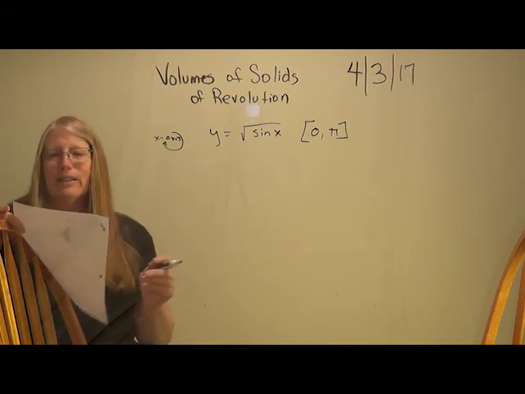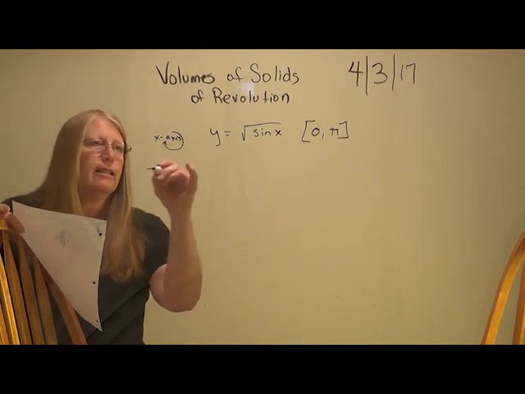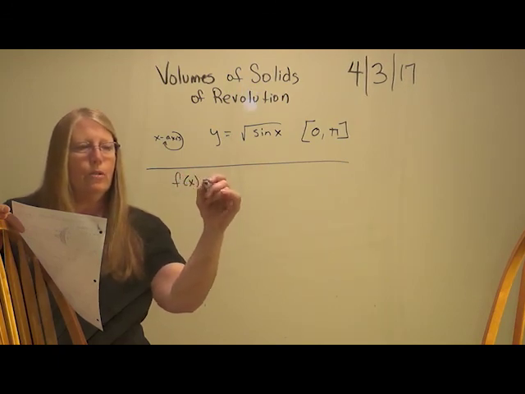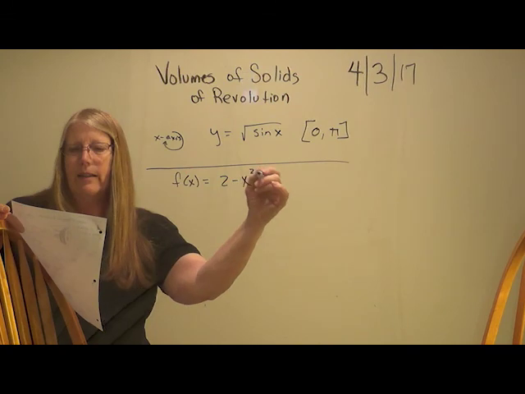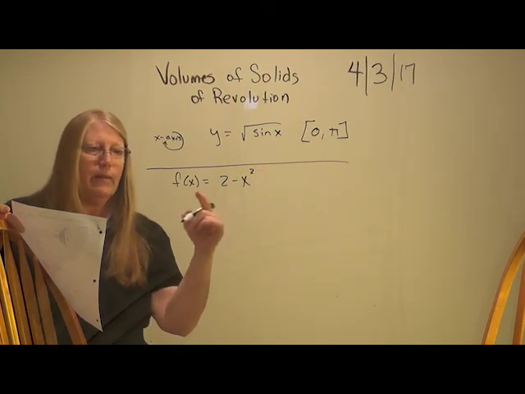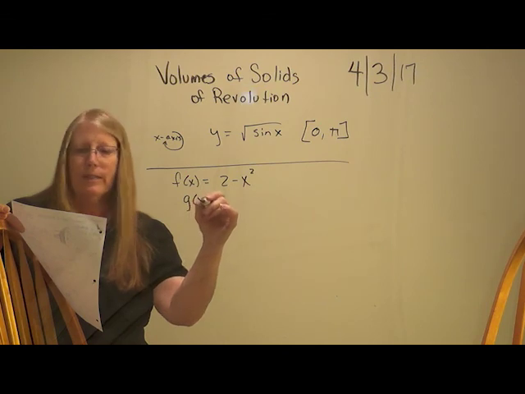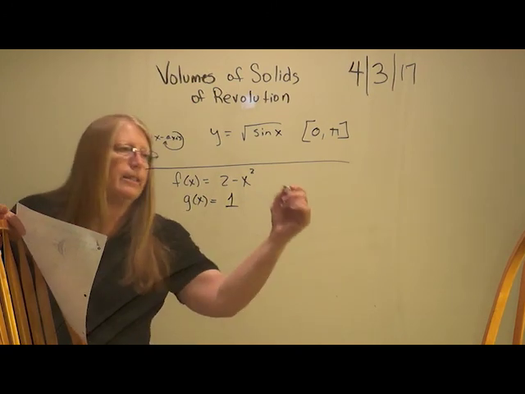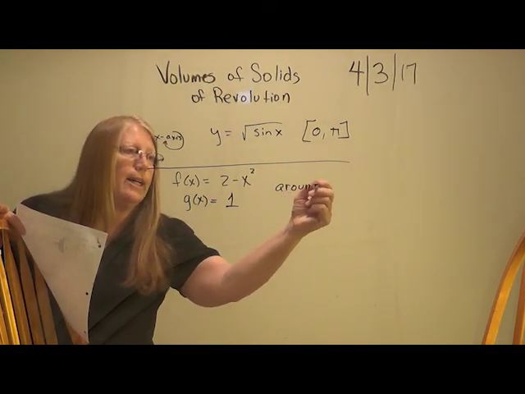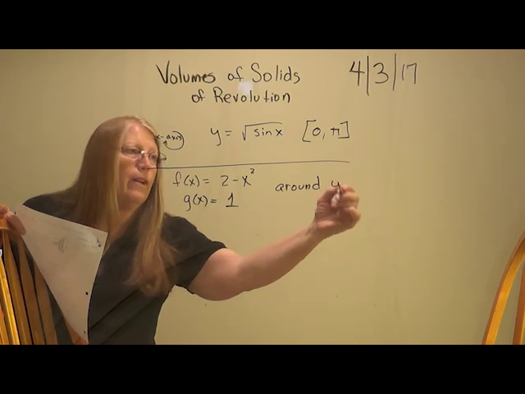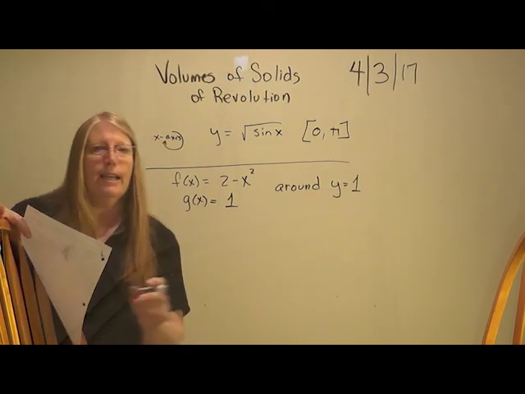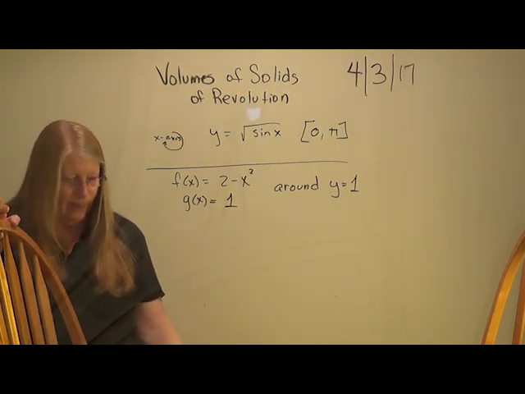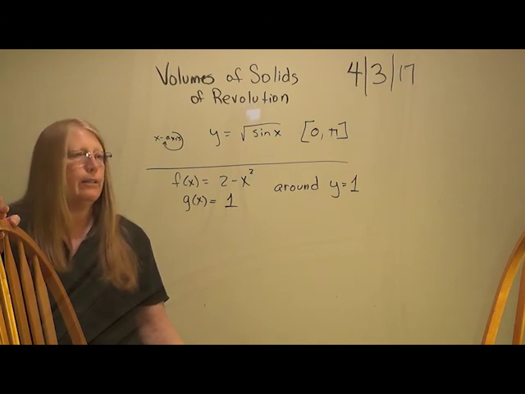Alright, so let's look at the area. We have the function 2 minus x squared. So I want the area bounded by this function and this function. We always start with an area, and then we're going to revolve it somewhere. But instead of around the x or the y-axis, I can also revolve it around any line that's vertical or horizontal. So I'm going to go around the line y equals 1. Let me show you what that might look like.